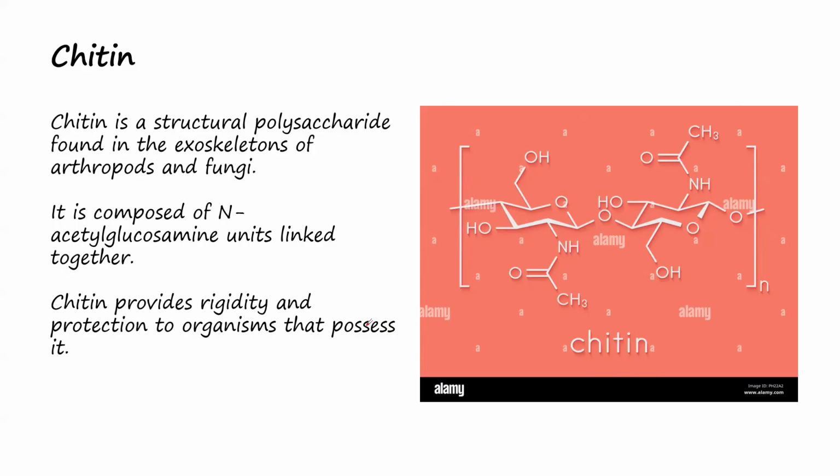Like in the other cases, the repeating unit of cellulose, glycogen, and starch is glucose. That is the repeating unit. But in the case of chitin, the repeating unit is N-acetyl glucosamine. So chitin actually provides rigidity and protection to organisms that possess it, like mosquitoes, other insects, and fungi.